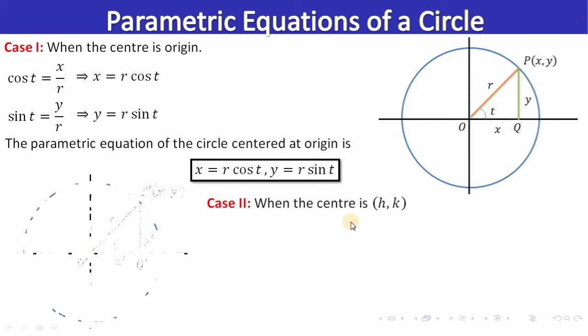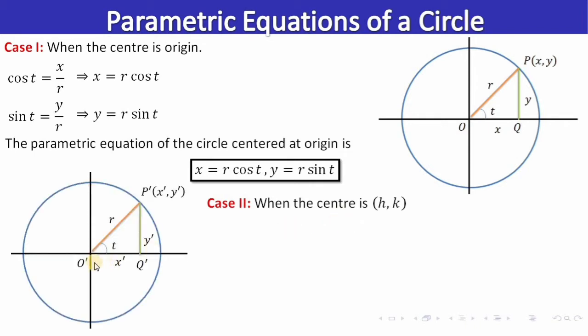Let me draw the diagram out here. Your new origin O dash, and the point becomes P dash, x dash, y dash, and this diagram is similar to the earlier one, but the only thing that changes is the origin and the point. Since these are both the same, instead of x I have got x dash, so in this equation also we'll write the same. So the parametric equation will become this much.